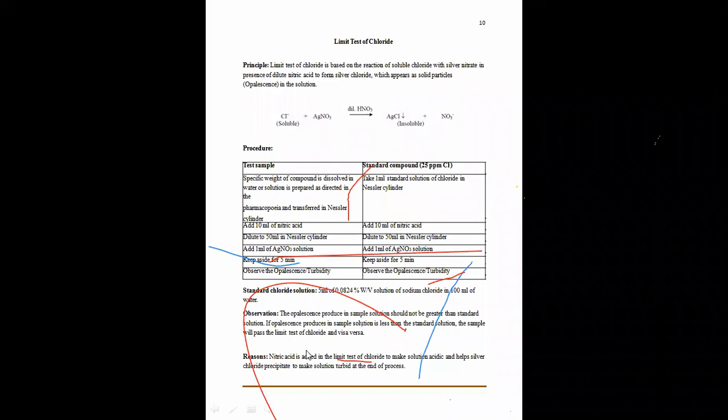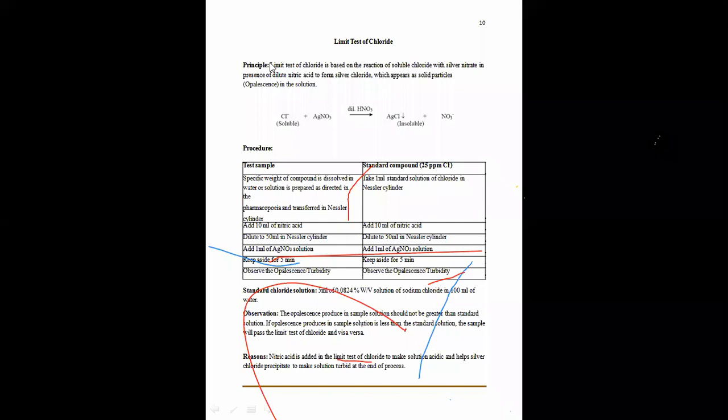Now, what is the reason behind why we are going to add nitric acid purposefully in this reaction? The nitric acid is added in the limit test of chloride to make the solution acidic. The dilute nitric acid used in this limit test gives acidity to the solution, which will help the reaction between the silver nitrate and chloride ions. After the addition of nitric acid, there is formation of white opalescence when chloride ions react with the silver nitrate solution.